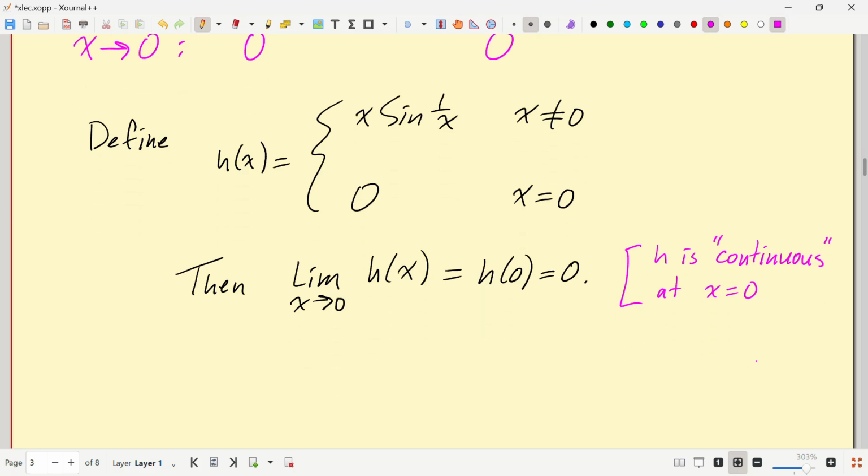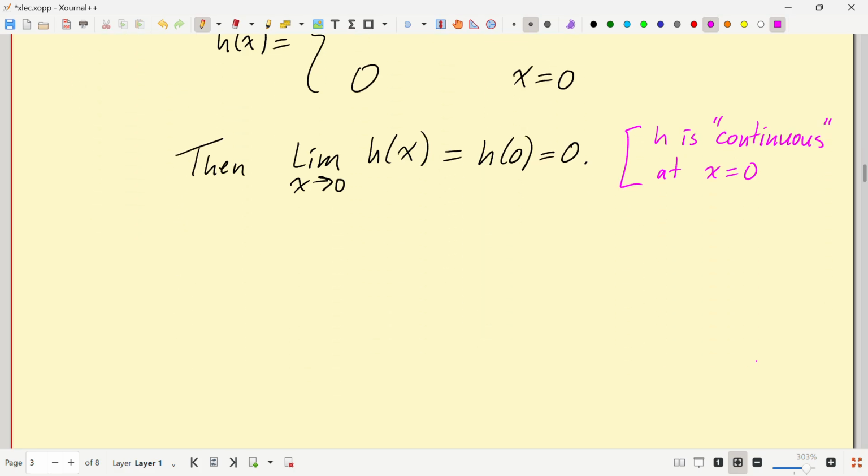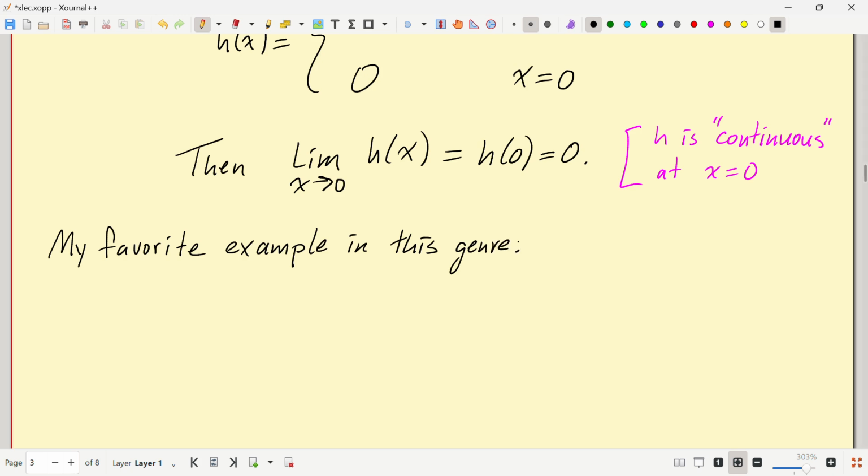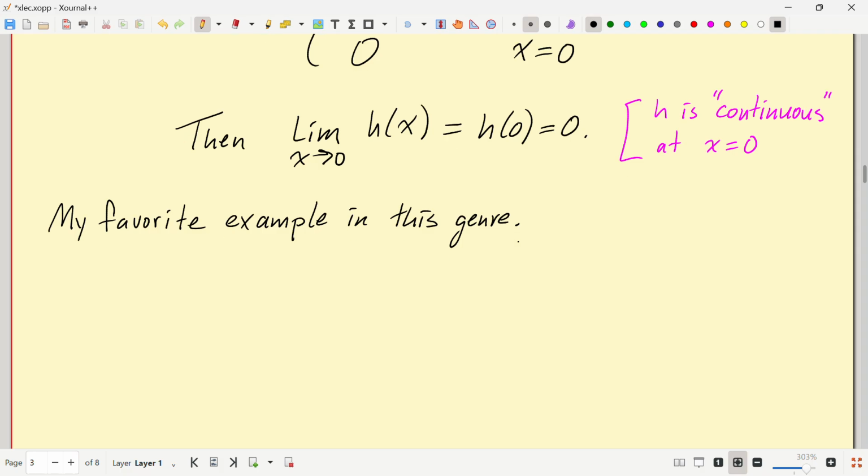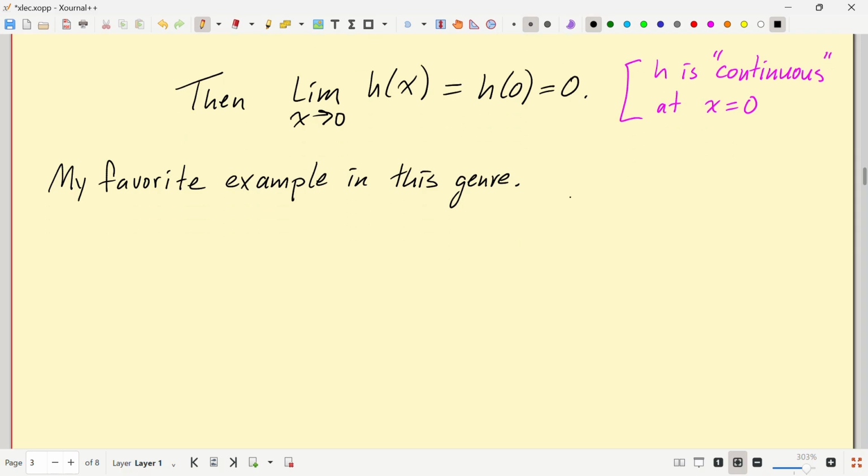But once you start playing around with this particular example, you tend to get carried away. Here's my favorite example in this genre. You don't see genre in a math class very often. e to the minus 1 over x squared sine 1 over x.